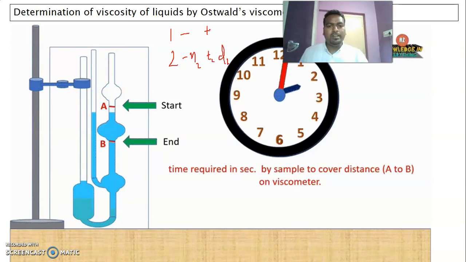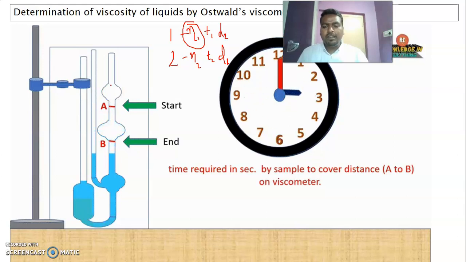We are going to calculate it experimentally. So we have to calculate only eta 1 here. So you just observe here, dear students. First we are going to take the liquid and fill it into this viscometer, and we allow it to flow through this viscometer.